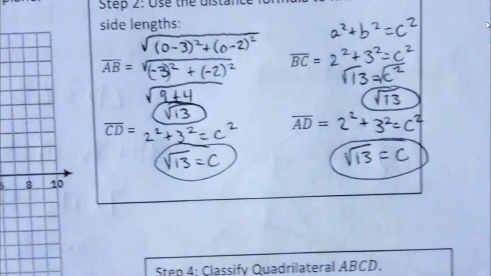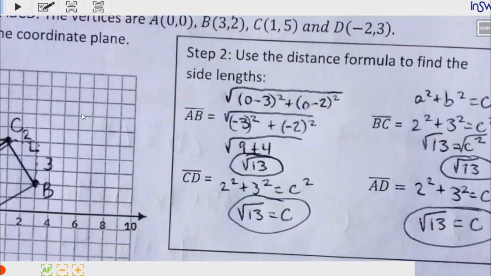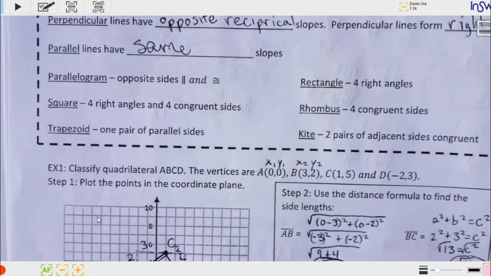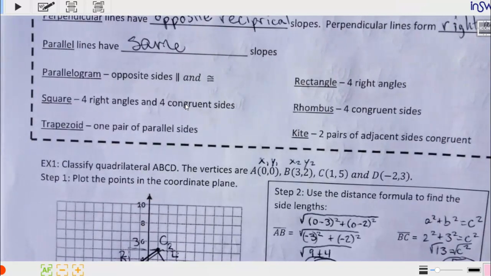It will be the square root of 13 because if we plug in the same numbers, you're going to get the same answer. So square root of 13 would be our side length. All 4 sides are the same. So we are going to look at that up here, and we're going to see only 2 of these shapes have 4 congruent sides. So that narrows it down quite nicely.